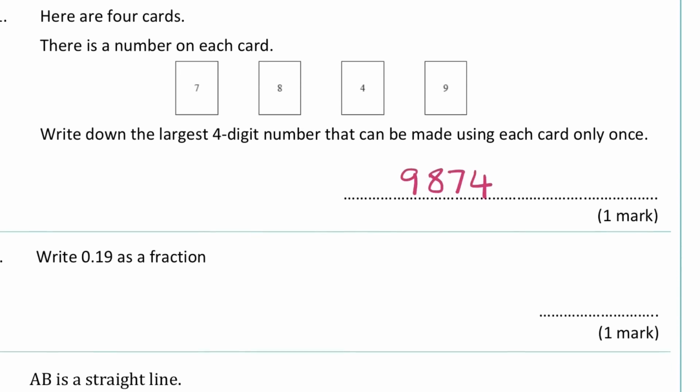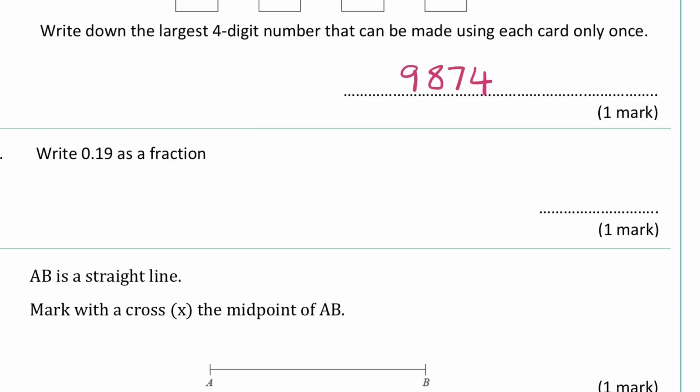On to question 2, it's asking us to write 0.19 as a fraction. So not forgetting to look at what the final place value column is for this. The 9 is the last one, that's in the hundredths column. So if this is in the hundredths, that would be 19 over 100. And if there was another number after the 9, for example a 5, that would finish in the thousandths column, and that would be 195 over 1000. So there we go, that is writing a decimal as a fraction.